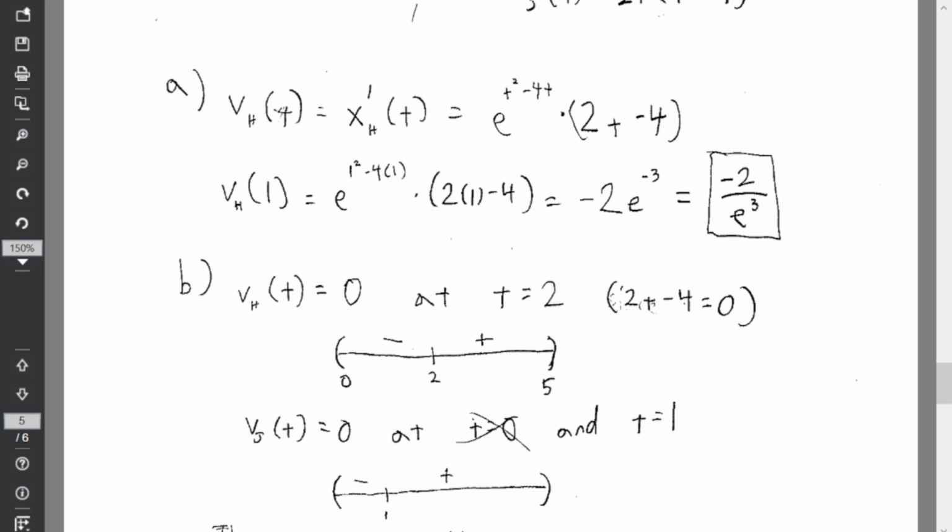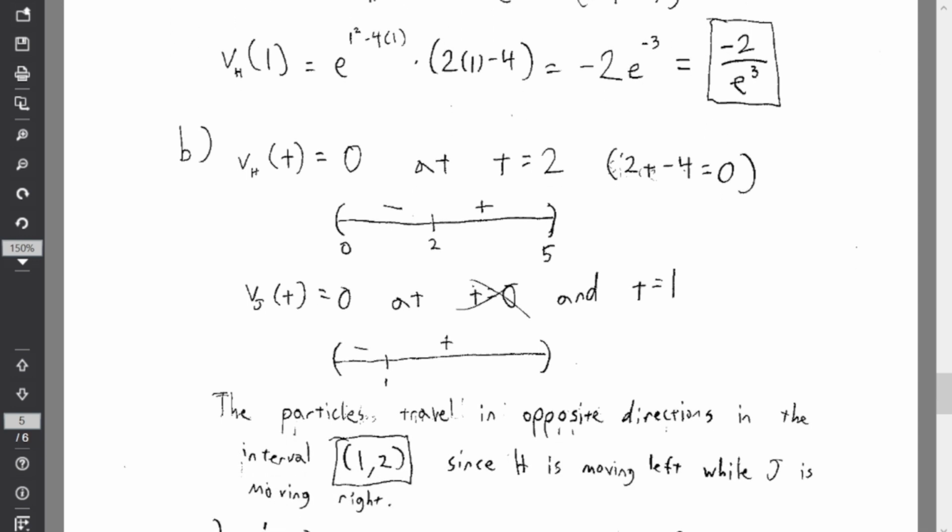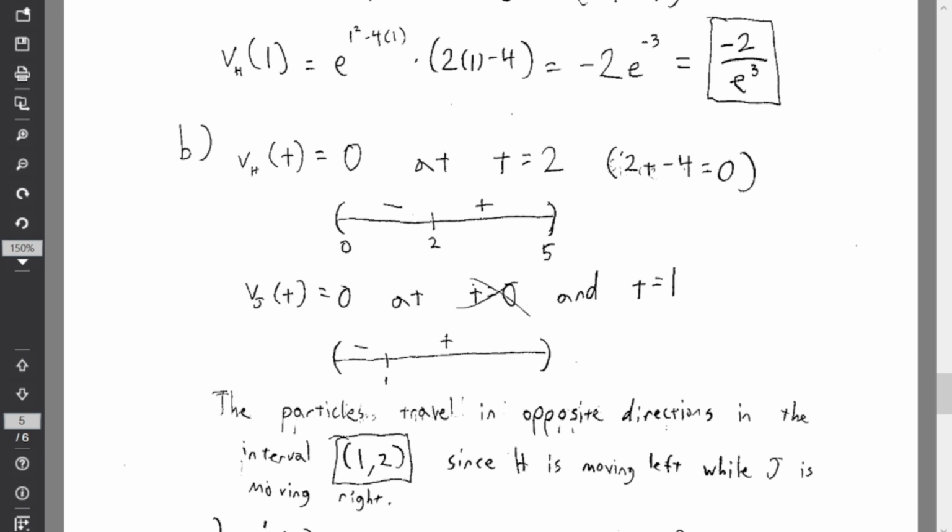And looking at our motion of h and j, we find that they're moving in different directions between 1 and 2. The rest of the time, they're moving in the same direction. They're either both moving to the left or both moving to the right. But between 1 and 2, h is moving to the left, and then j is moving to the right. So therefore, they're traveling in opposite directions.